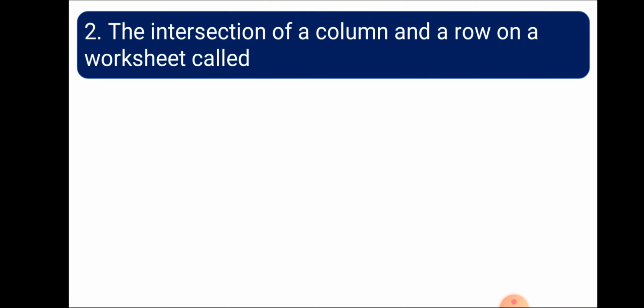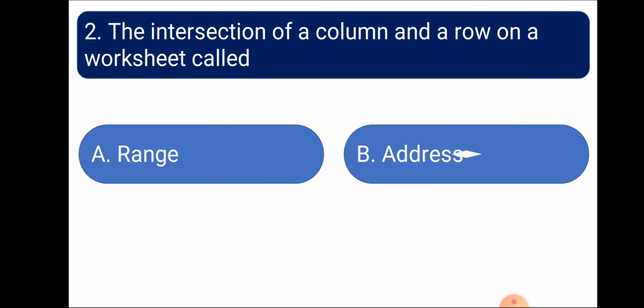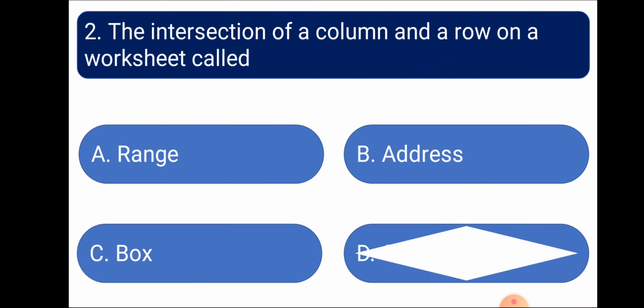Next question, the intersection of column and a row on a worksheet is called option A range, option B address, option C box, and lastly option D cell. So correct answer is option D cell.